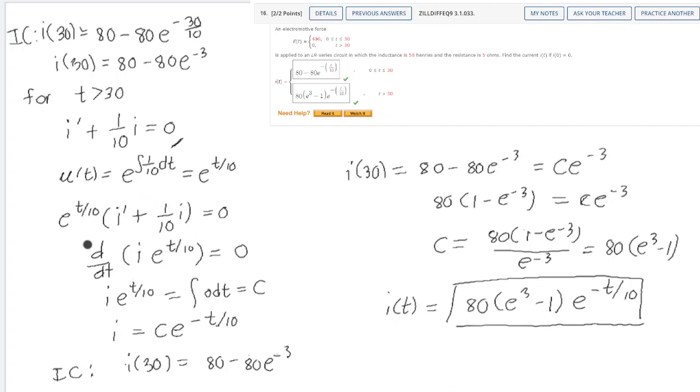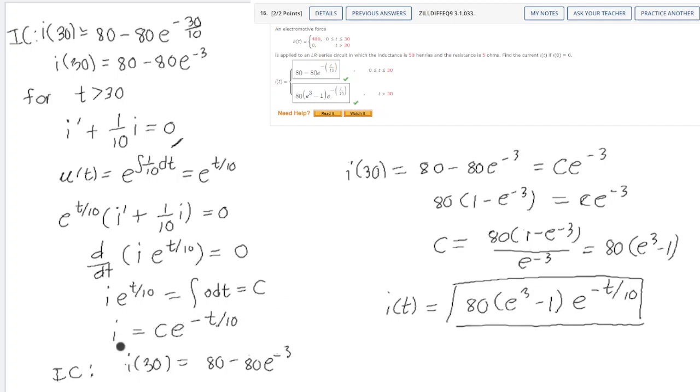Now integrating to get rid of d over dt, we have I e to the t over 10 is equal to the integral of 0 dt. The integral of 0 dt is just any constant, because the derivative of any constant is just 0. That's just vice versa. Now we have I is equal to c e to the negative t over 10, because we divide both sides of the equation by e to the t over 10.